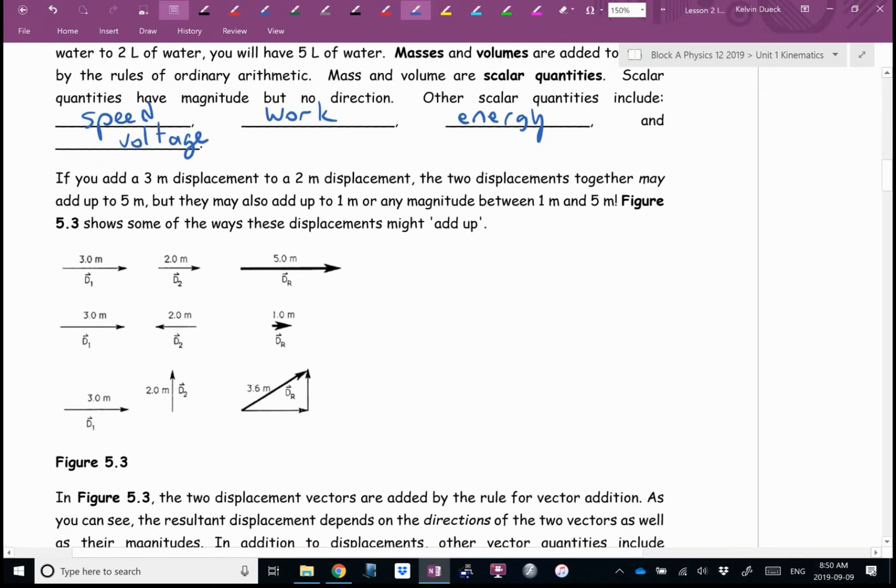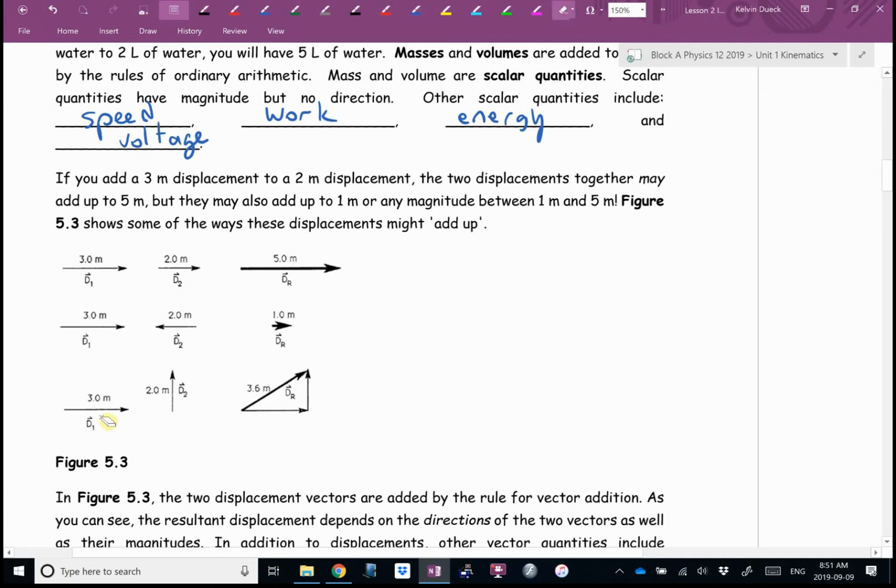However, if you add a 3-meter displacement to a 2-meter displacement, the two displacements together might add to 5, but they might add to 1, or any possible value between 5 and 1. So this shows some ways these displacements might add up. You could go 3 meters right plus 2 meters right. Well, that's 5 meters to the right. You could go 3 meters to the right plus 2 meters to the left. Well, that's 1 meter to the right.